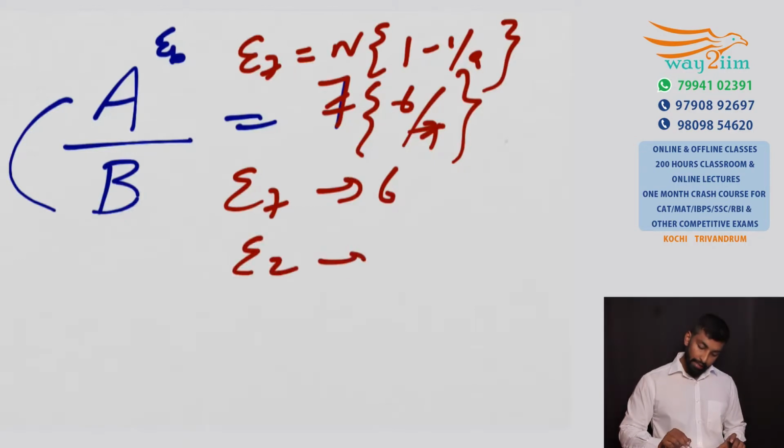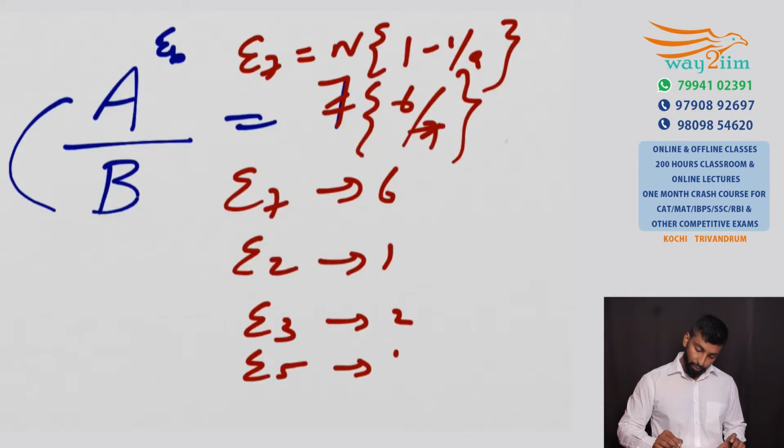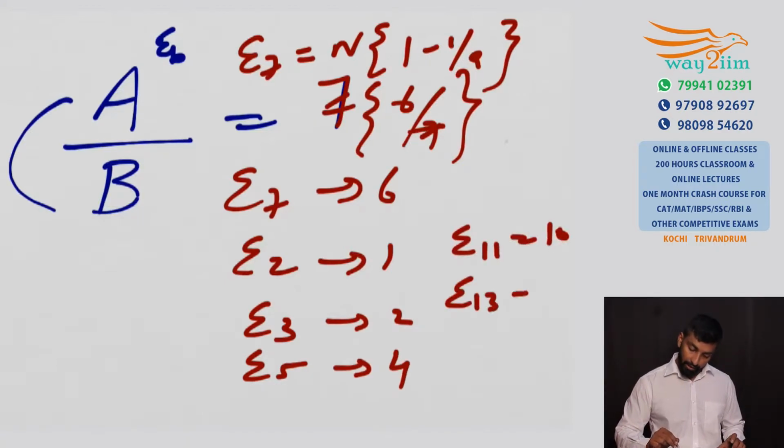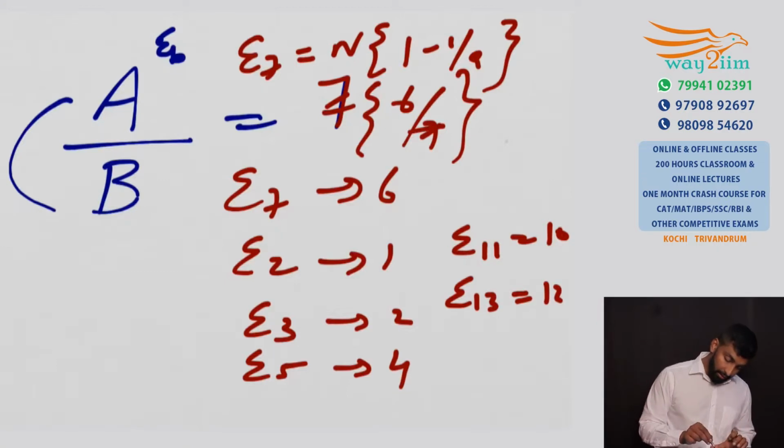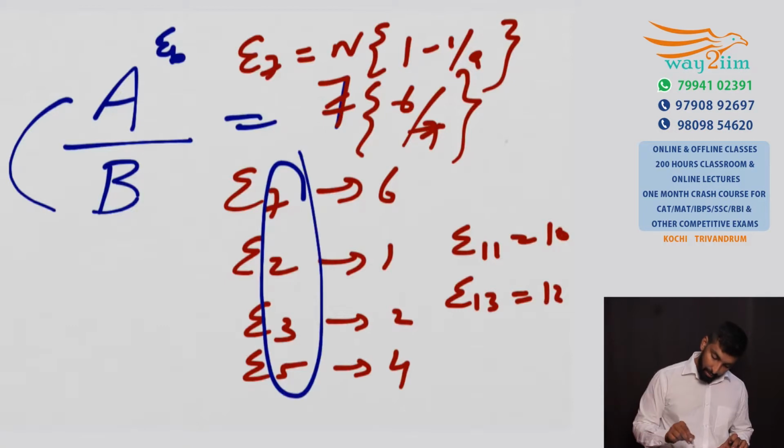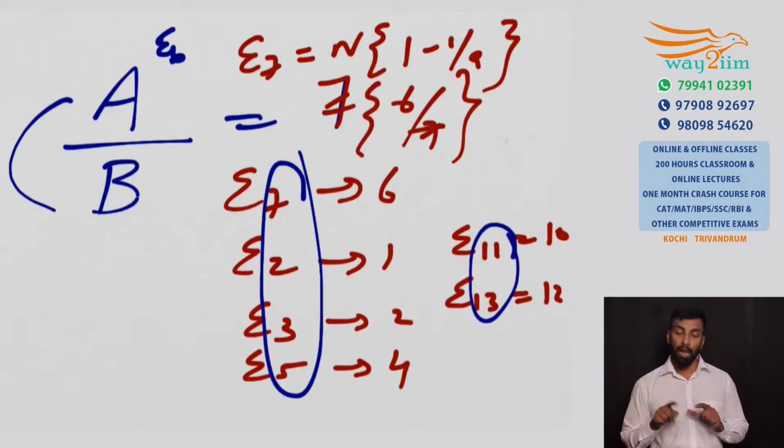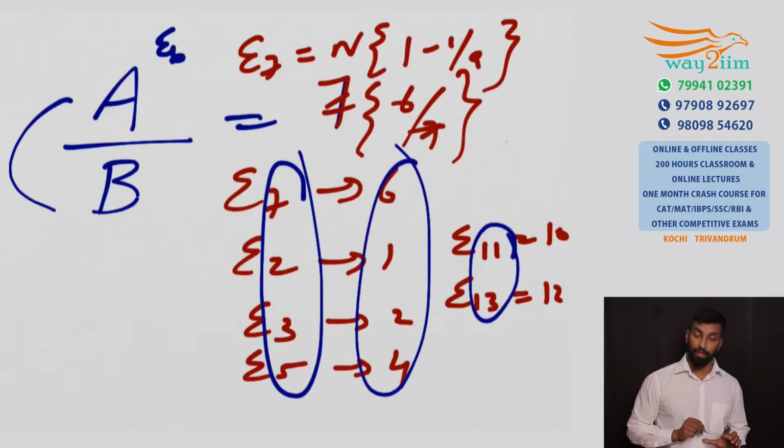Euler's number of 2 you will get as 1. Euler's number of 3 you will get as 2. Euler's number of 5 you will get as 4. Euler's number of 11 you will get as 10. Euler's number of 13 you will get as 12. What you can observe here is, I am writing the prime numbers here. So Euler's number of a prime number is always 1 less than the number. So it's easy if you get your denominator as a prime number, because to find Euler's number you don't have to do anything, just take 1 less than the number.